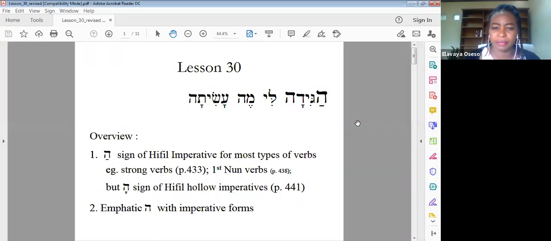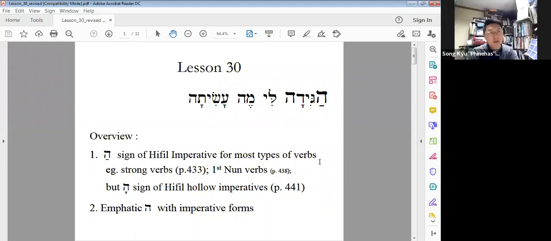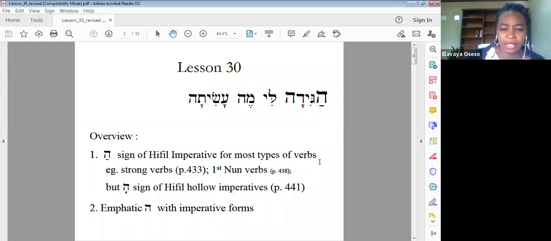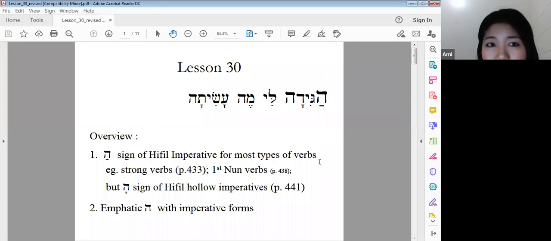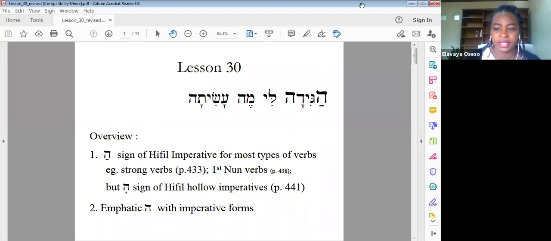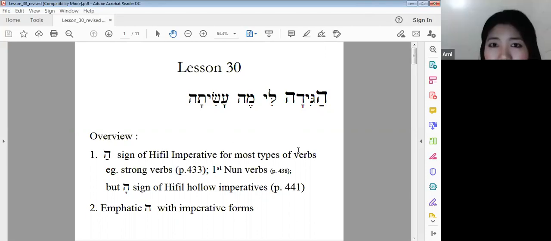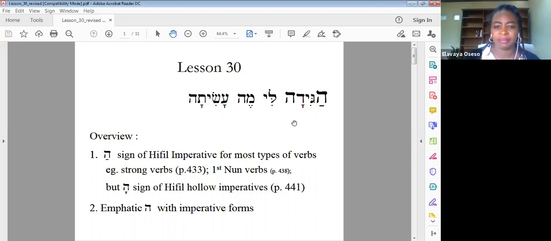Can you see the PowerPoint? Okay. I'm trying to see who can read for us. Ami, can you read for us the lesson sentence? Yes, from Hebrew, here. Okay, this one. Hagida li me ashita. Hagida li me ashita.